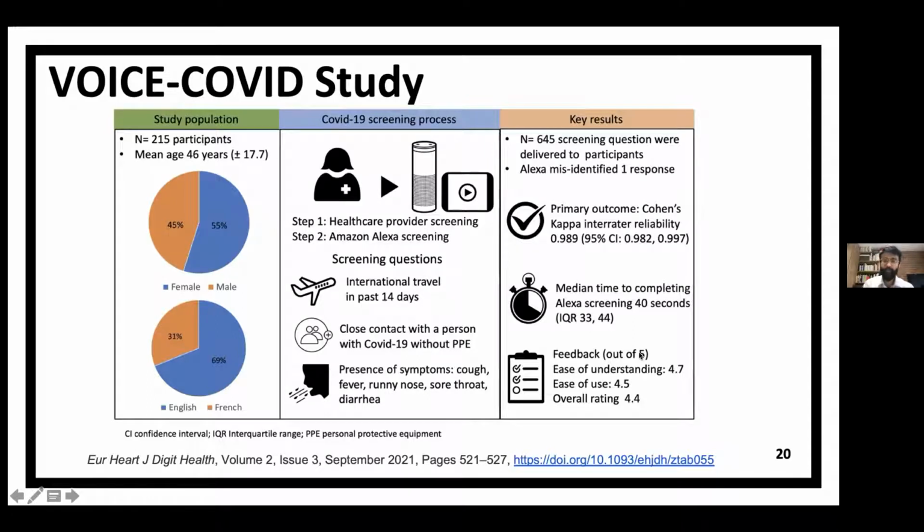4.5 out of 5 was the median feedback for ease of understanding. 4.7 out of 5 was ease of understanding. 4.5 was ease of use. 4.4 was overall rating. We got overall pretty good feedback for something that we very rapidly implemented and put together.